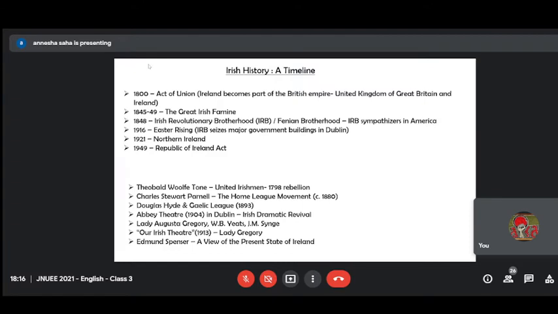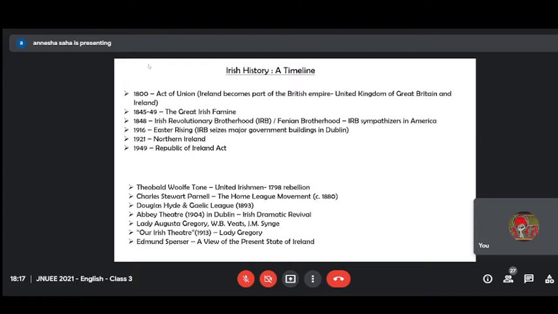So this is a very, very basic outline of the major events that took place from the 1800s onwards to the present day. And if you are interested, you could definitely Google these dates and know more about these events. But I'll move straight to our concern with the establishment of the Irish Dramatic Society, with the Abbey Theatre.